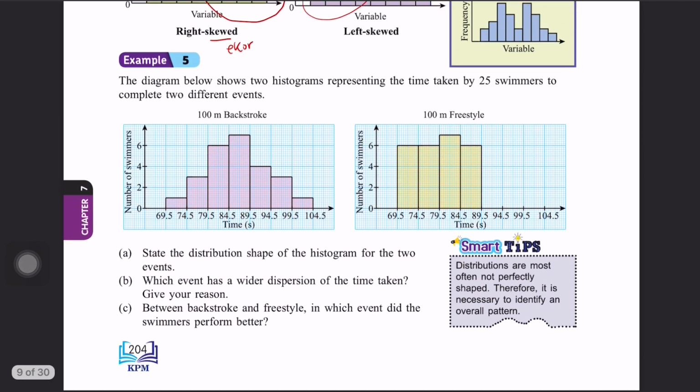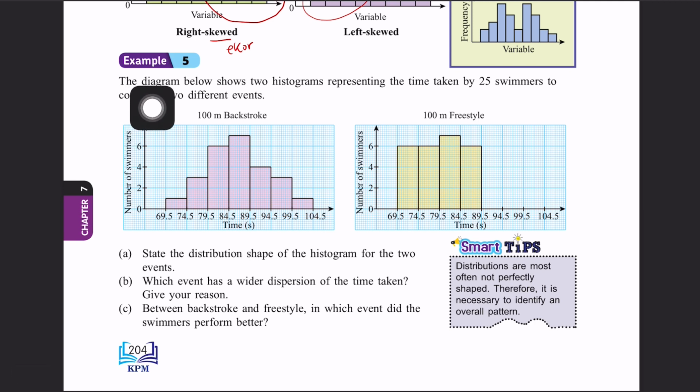Okay, next. Okay, example 5. The diagram below shows two histograms representing the time taken by 25 swimmers to complete two different events. Okay, so kita ada 100 meter backstroke and 100 meter freestyle. So this is the histogram yang kita dapat daripada semua peserta 25 orang ni tadi. Okay, the first one, A, state the distribution shape of the histogram for the two event. Okay, so kita boleh katakan macam mana?